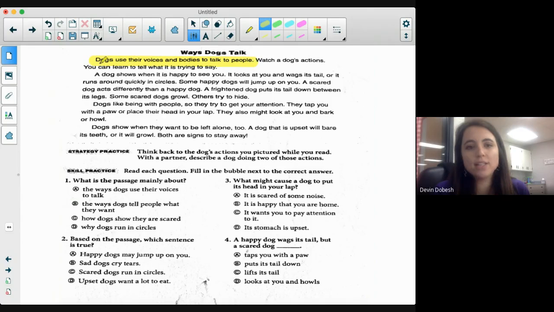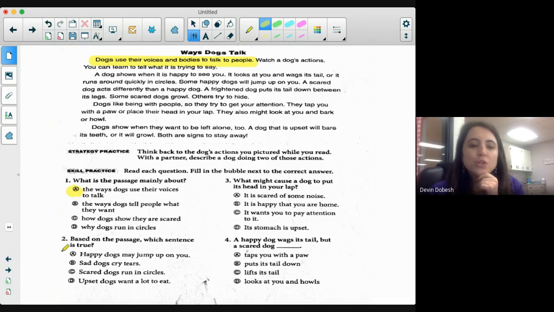Okay, that sounds like it's probably the main idea because it talks about what a dog does when it's happy, what a dog does when it's scared, what a dog does when they want your attention. And that's the first sentence. And the first sentence usually tells what the story is going to be about. So I'm going to come down here and I'm going to highlight A because A says the ways dogs use their voices to talk. That would be the main idea. And you need to highlight it back in the text.